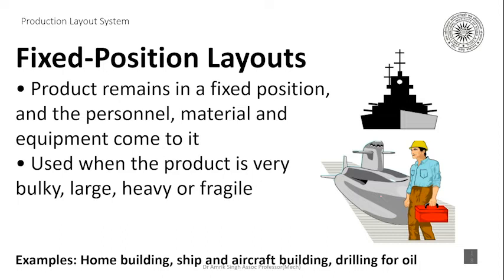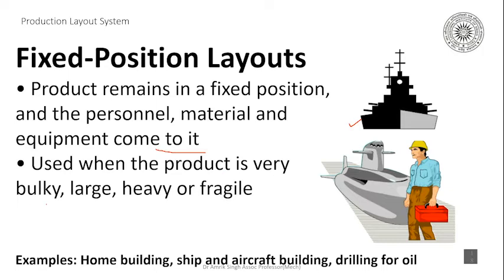So then comes the third type of layout, known as the fixed position layout. The product remains fixed in a fixed position, and the personnel, material, and equipment come to it. Okay. So you see, I have given the first example of the ship. A ship is made first at the shipyard, and the personnel and material and equipment are brought, and then it is passed to the sea or put into the channel.